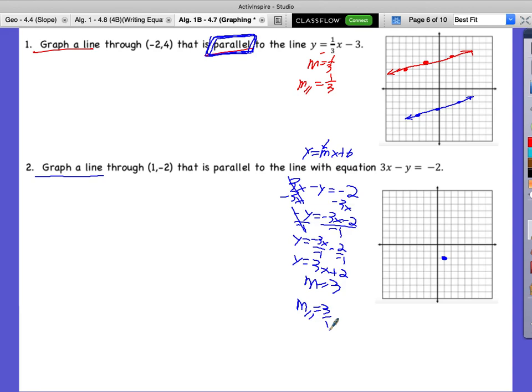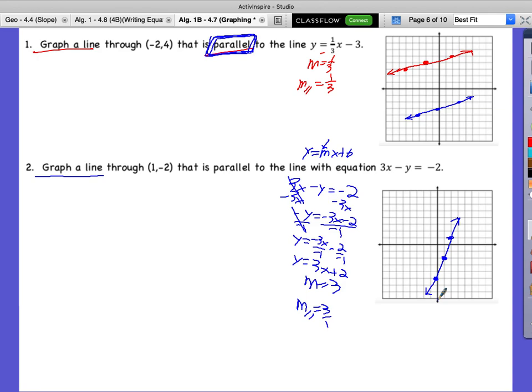So can we make 2 more points? What can we do with this 3 over 1? You could make this 3. So we can go up 3 and to the right 1. We can plot a new point. And then can we go down 3 as well? Where should we go, 1 left. Connect those, and you have a straight line.